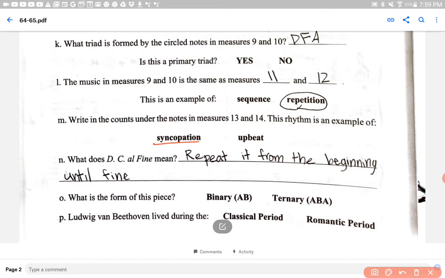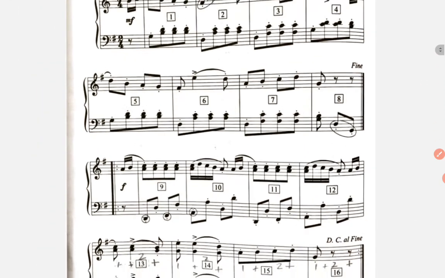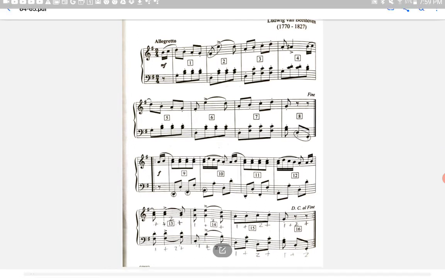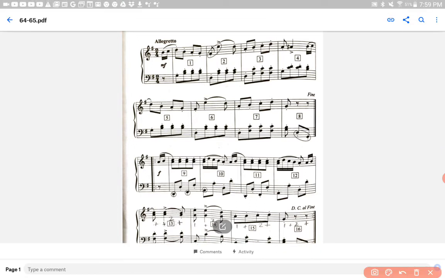ABA. Okay, let's actually look at this piece. So that's definitely your A, right? You can actually see it in the music, right? So this is your A part. Let's see. This part looks different, right?